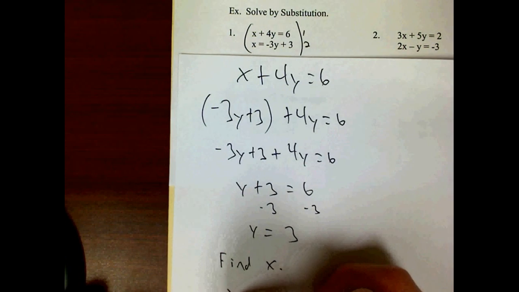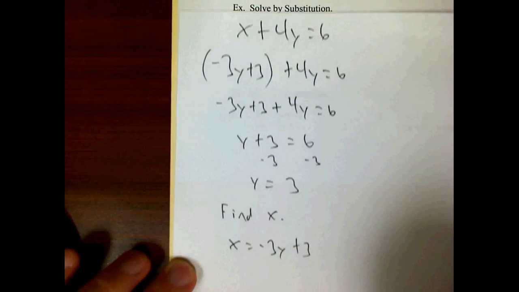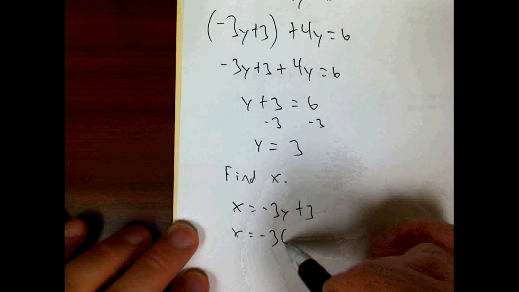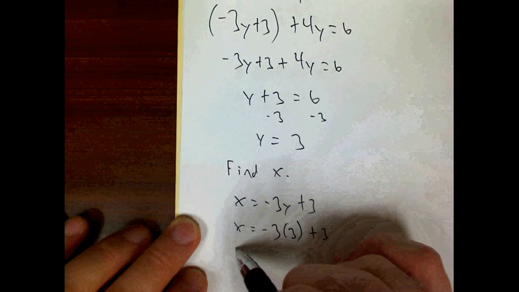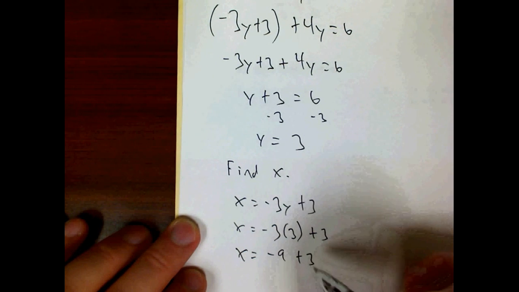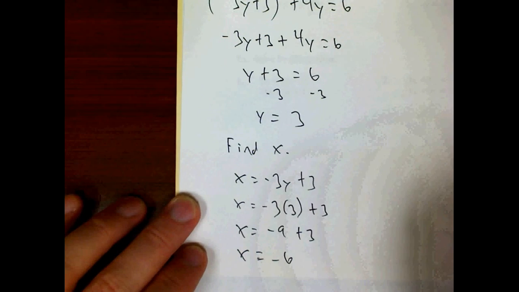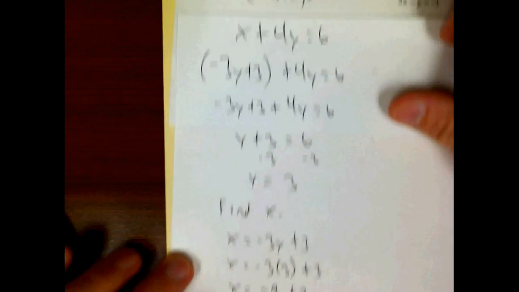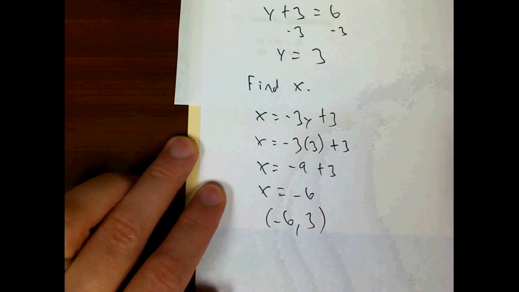So, I'm using x equals negative 3y plus 3. And know that y is equal to 3. So I'm going to substitute it into the y. I'm going to simplify this. So I have negative 3 times 3 is negative 9, and negative 9 plus 3 is negative 6. So the answer to this system is the ordered pair negative 6 comma 3.